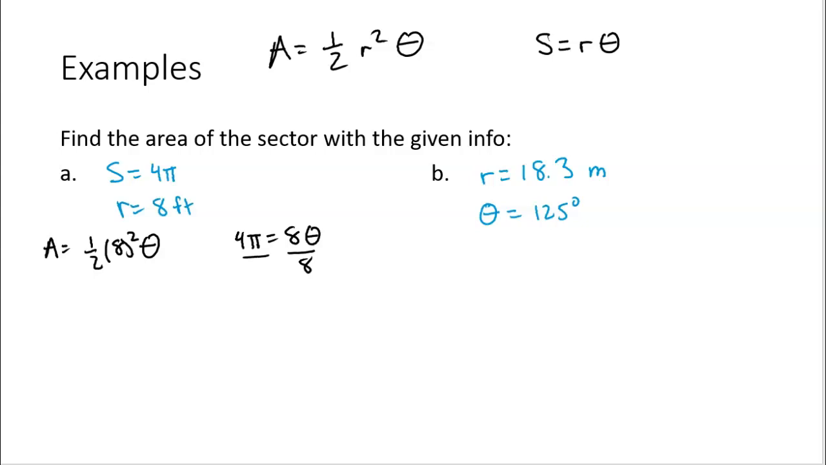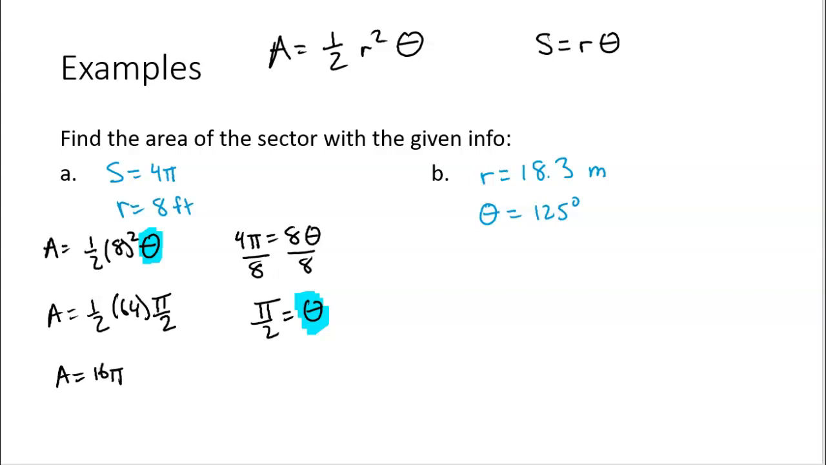So that means if I divide both sides by 8, I will get pi over 2 is equal to theta. Well, that's great. So now I can replace these with each other. This will become the area is 1/2 times 64 times pi over 2. Now I can leave this in terms of pi if I wanted to. If I multiply 64 by the 1/2 and by the pi over 2, I will be left with 16 pi, and this will become feet squared.